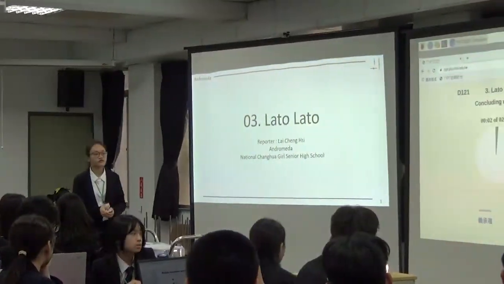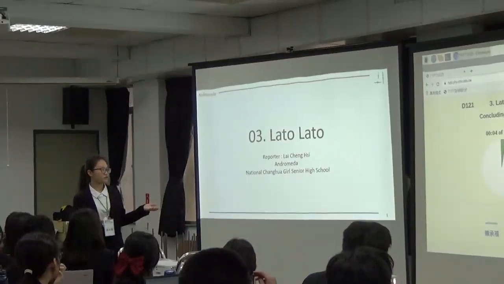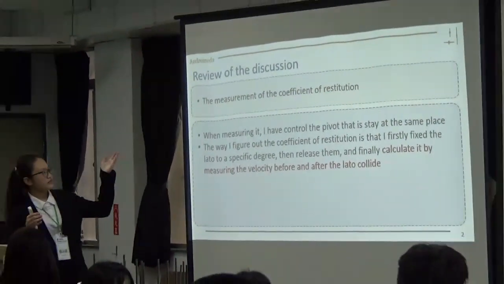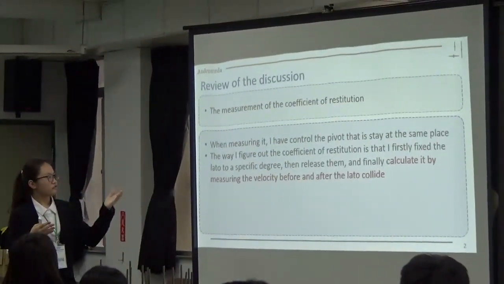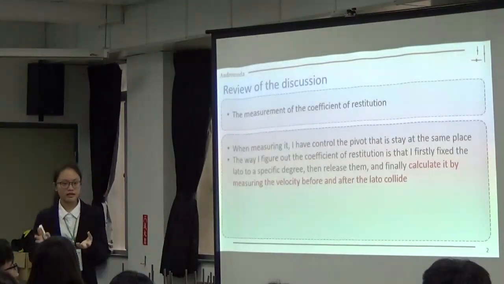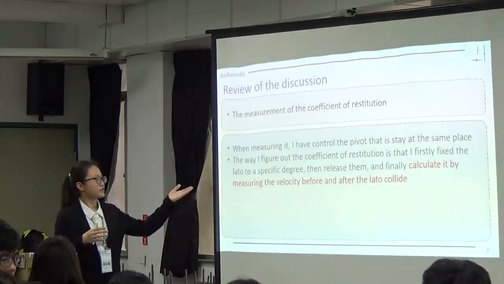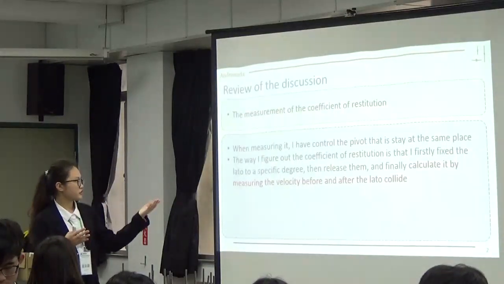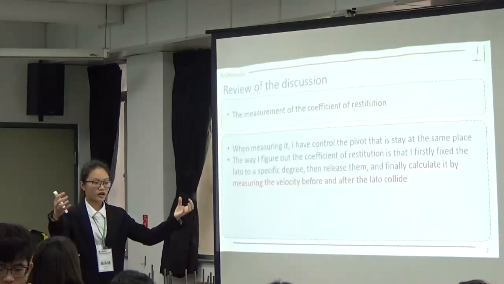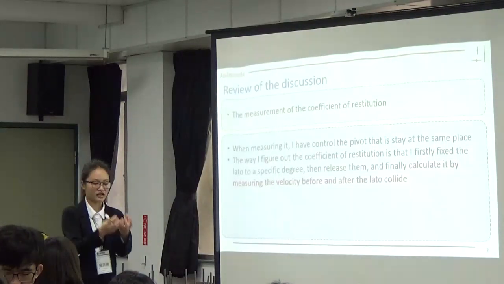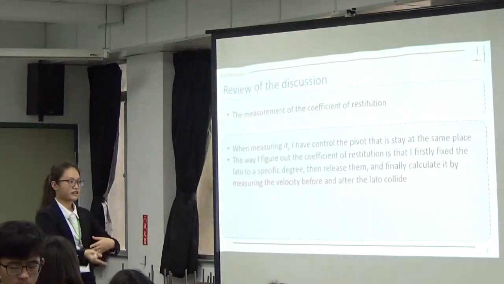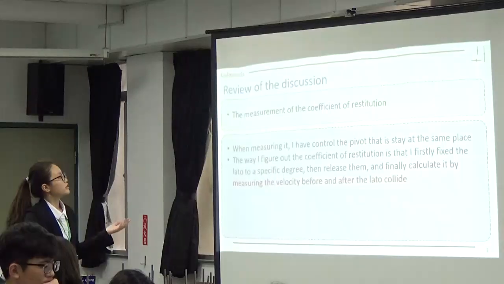Okay, I'm the reporter from Andromeda, and here's my concluding remark for problem number 3, Lasso. First, we discussed the measurement of the coefficient of restitution, and he said that he normally thinks the measurement is correct, but I don't think so, because when I'm measuring, I have to control the pivot to stay at the same place, and I just drop the two balls, so they'll have a collision at the down part, and then we calculate the velocity before and after it. So I think it's accurate.